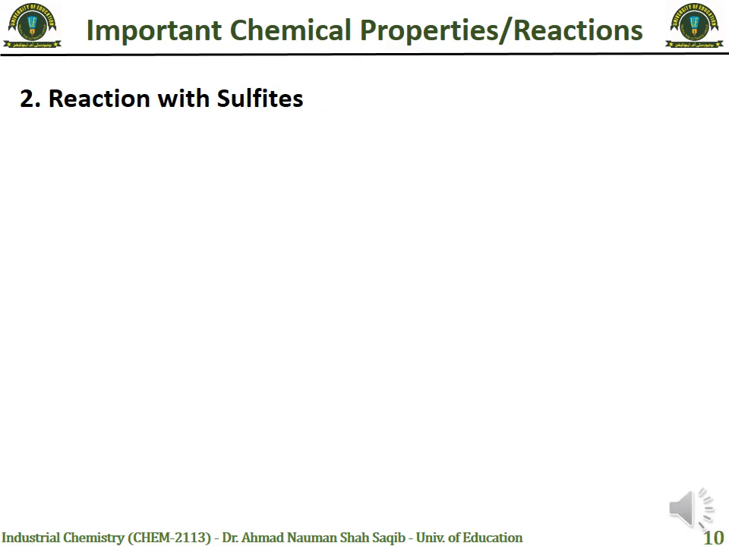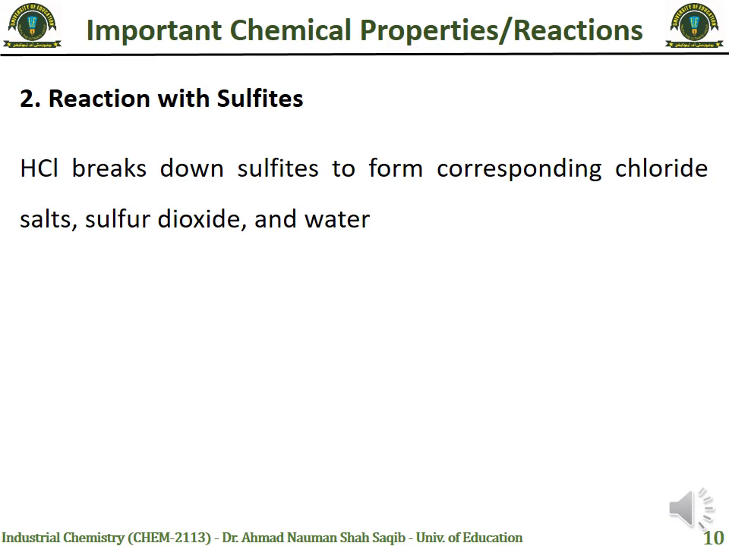Now is the reaction of hydrochloric acid with different sulfites. So HCl, when treated with metal sulfites, breaks them down into the corresponding chloride salts, and in addition it produces water molecules, and during that reaction there is release of sulfur dioxide in the form of gas.